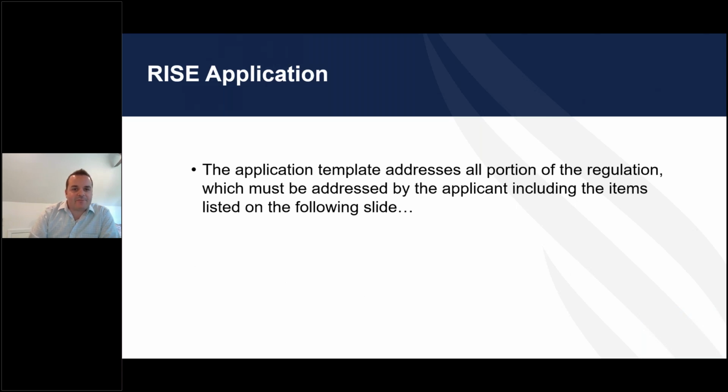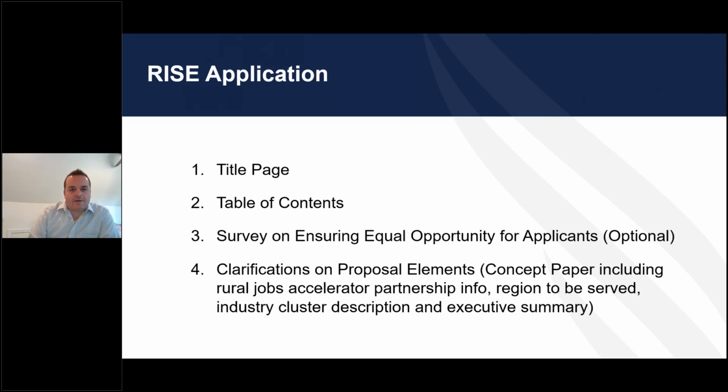The application template will walk you through all portions of the regulation that's required for the application. Each one of these sections must be addressed by the applicant, including the items that I'll present on the next slide. So we've got it in bullet points, to be easy to follow. You go through title page, table of contents, survey on ensuring equal opportunity for applicants, clarifications on proposal elements. This is where the first phase part of the application would go, but we're not worrying about that this year. It's all included in one. Next slide, please.